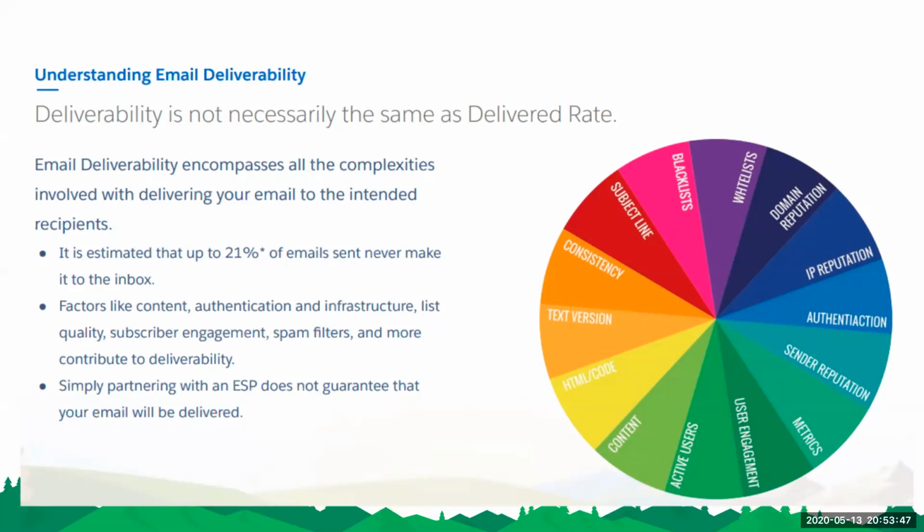So this is a small pie chart of what affects our delivered rate, or we can say these are the few things we should follow: consistency, text version, content, metrics, sender reputation, authenticity. Once we follow these parameters, definitely our delivered rate increases, but again, it is not necessarily the case that deliverability is the same as delivered rate.